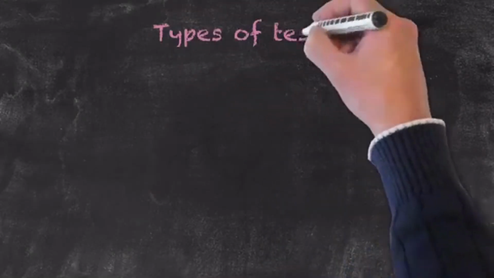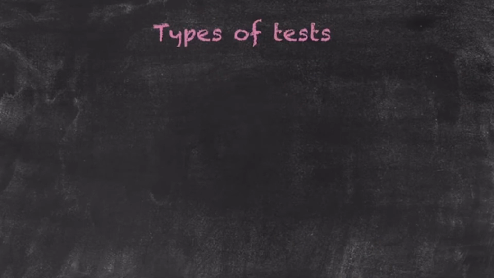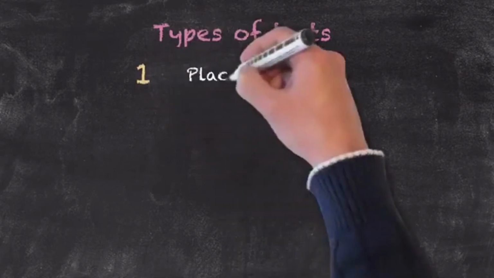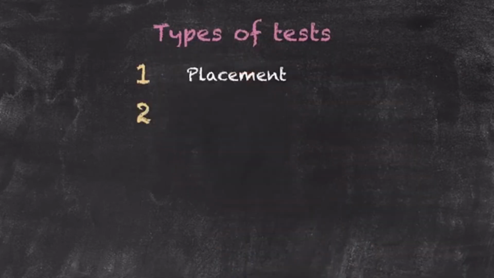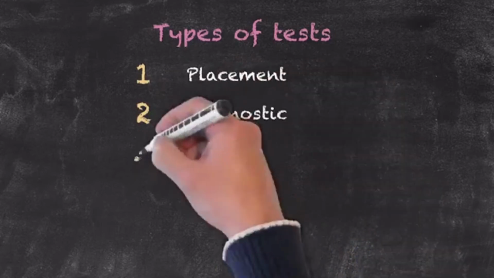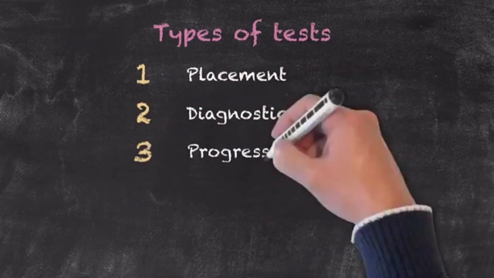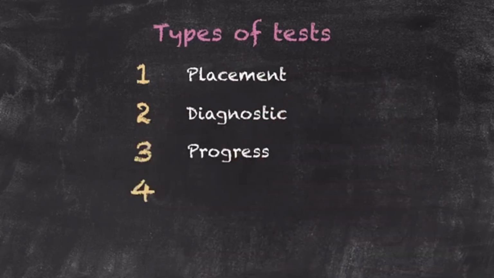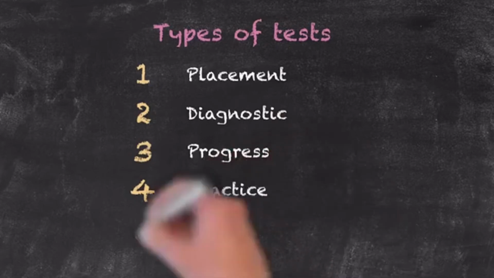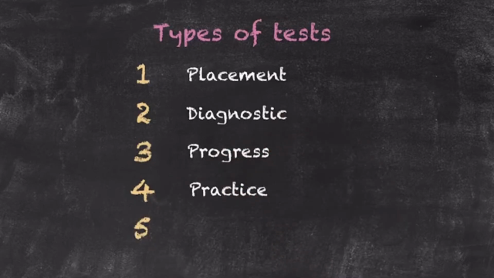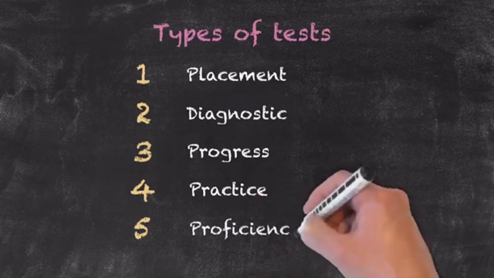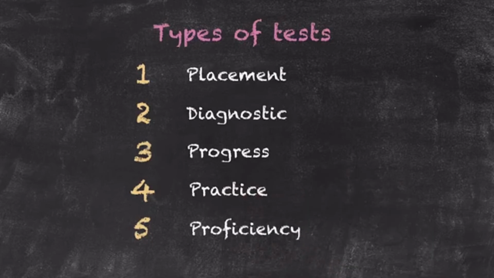So let's have a look first of all at the more common types of tests that take place. These tests could include things such as placement tests, what are called diagnostic tests, progress tests, many different forms of practice tests, and finally what are often referred to as proficiency tests. So what we'll do is we'll take each of these in turn and have a look at some of the more common detail relating to each.